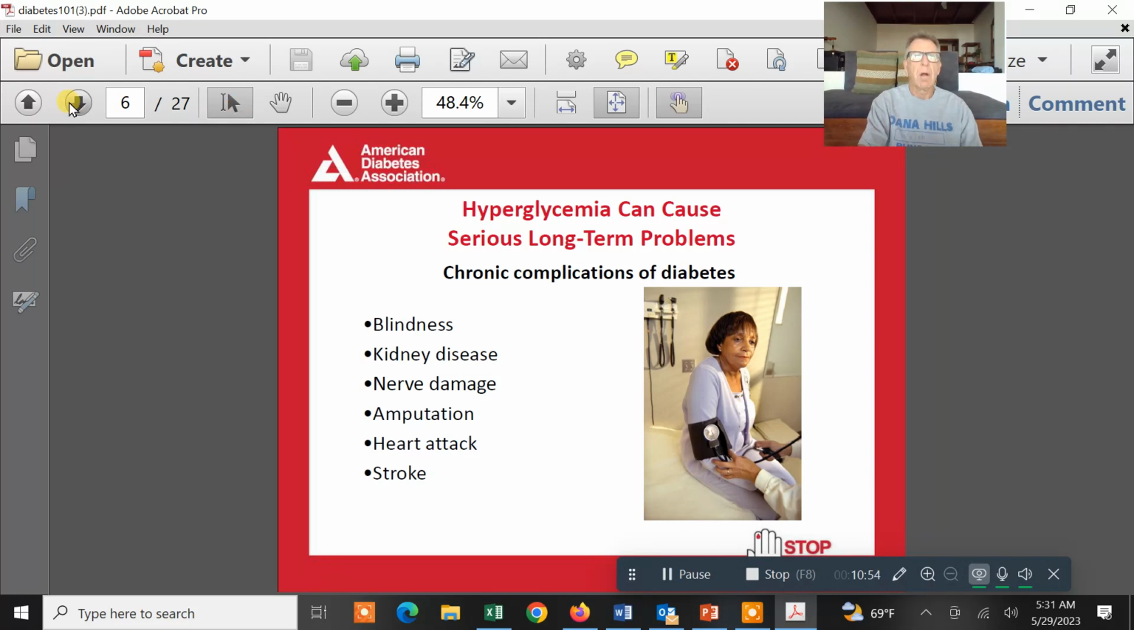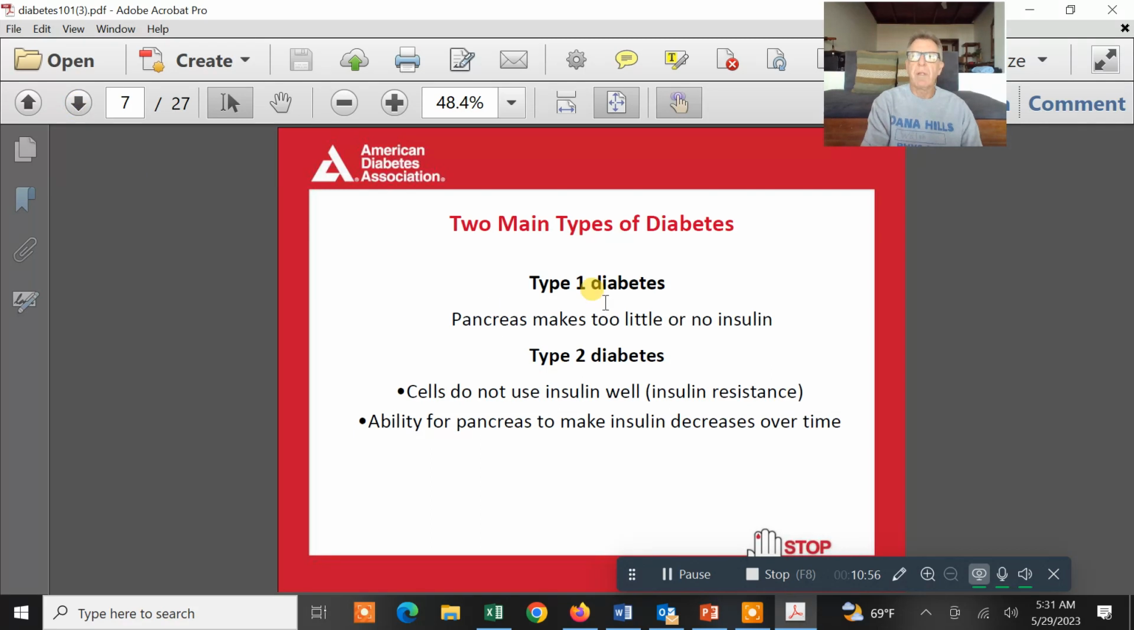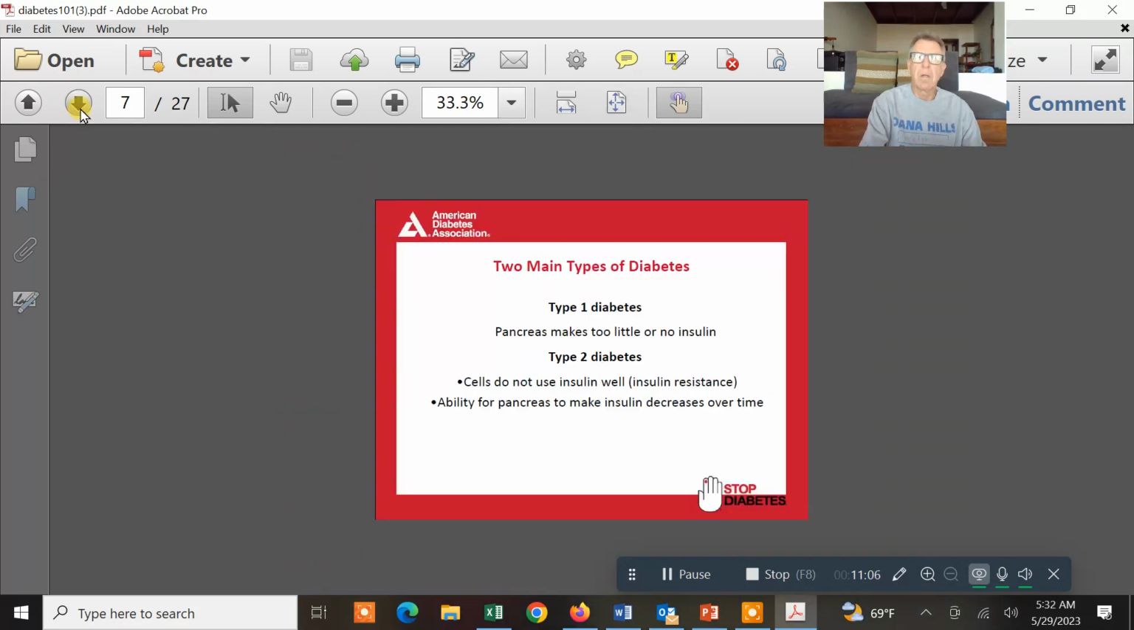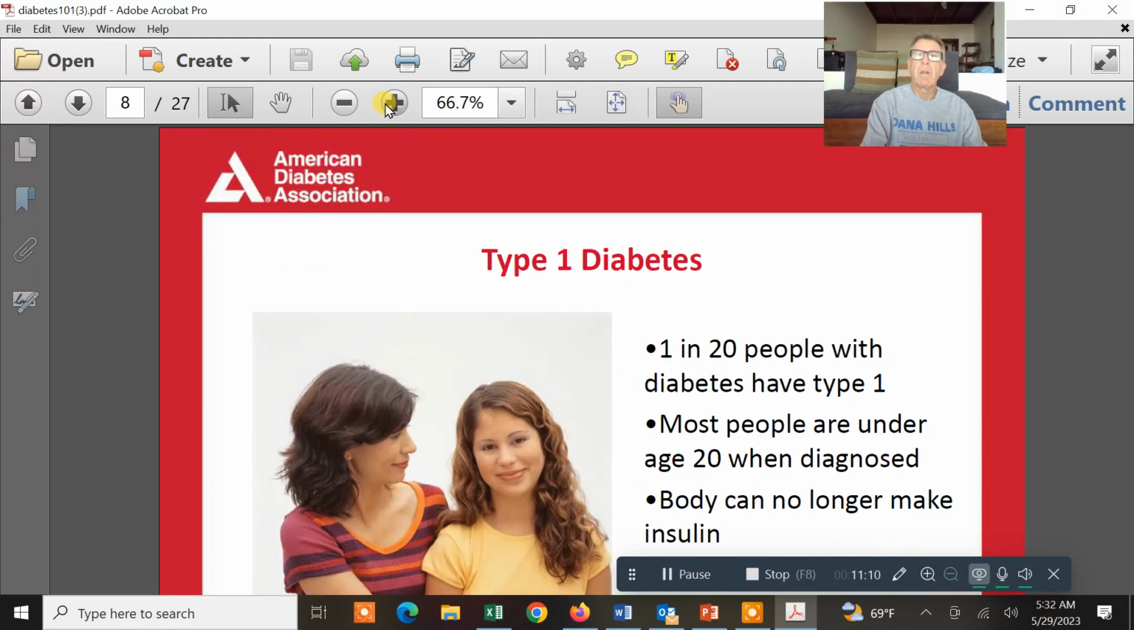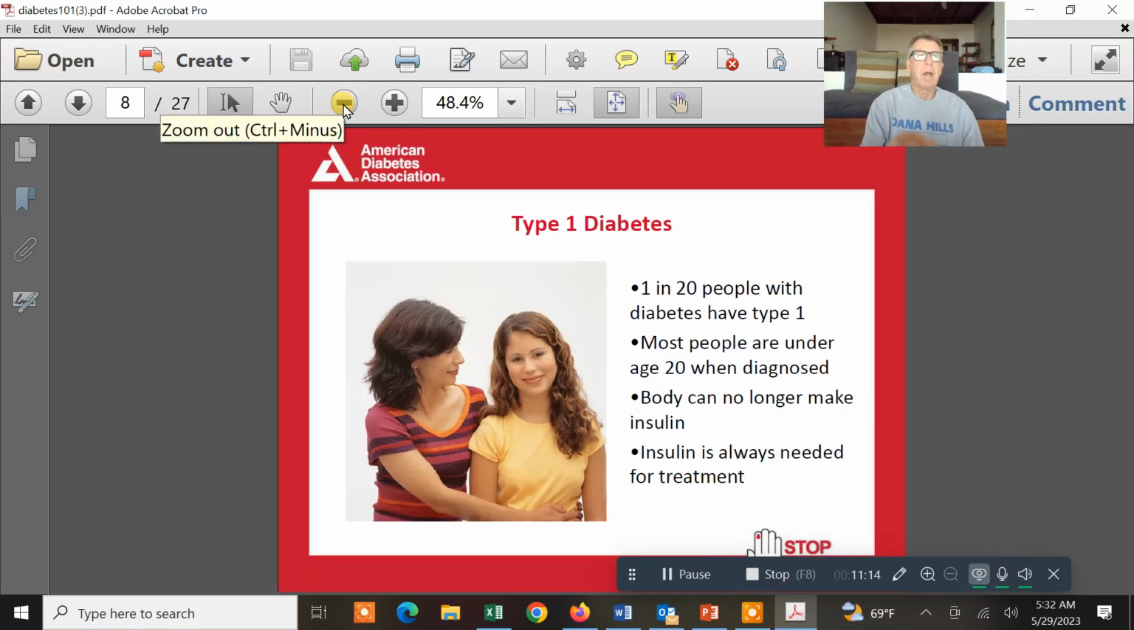Awesome. All right. So, two types of diabetes. This is the one that is incredibly rare: type 1 diabetes, about 1 in 200,000 people. I may have that wrong. Let's just see what the numbers are here. All right. 1 in 20 people get type 1 diabetes. That's a big difference. I don't know why I was thinking 1 in 200,000.